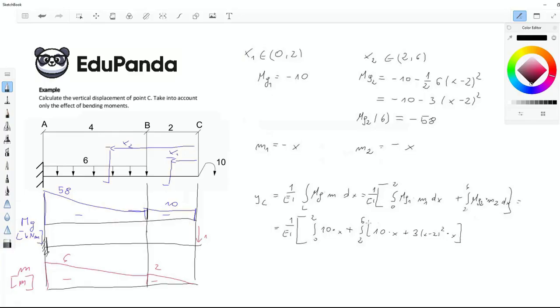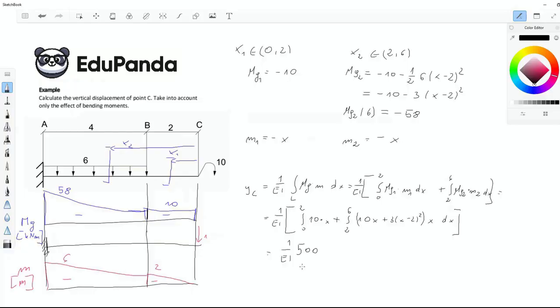Of course, we could split the second integral into two integrals, but at this point, it doesn't make sense, because we are calculating this on a calculator anyway. Whether you enter it into a calculator or calculate it manually as you prefer. However, when we have an integral of this type as here, it is much more beneficial to calculate it quickly on a calculator. We get 1 over EI times 500. We know that point C will move by 500 kNm2 divided by EI. Okay, we have calculated it in the analytical version.